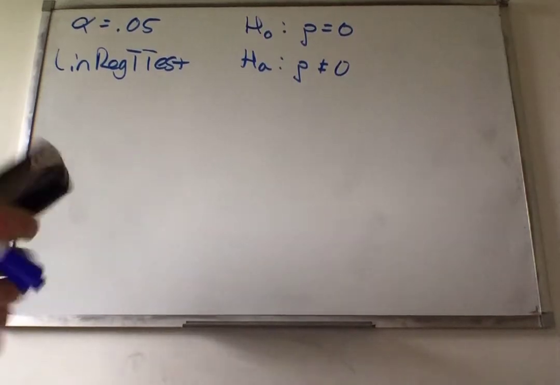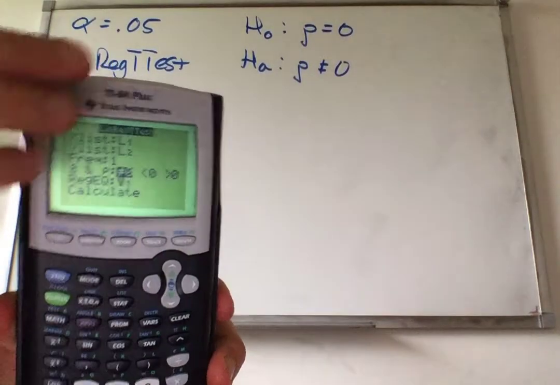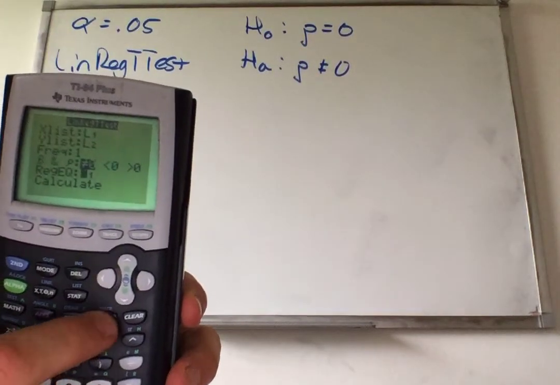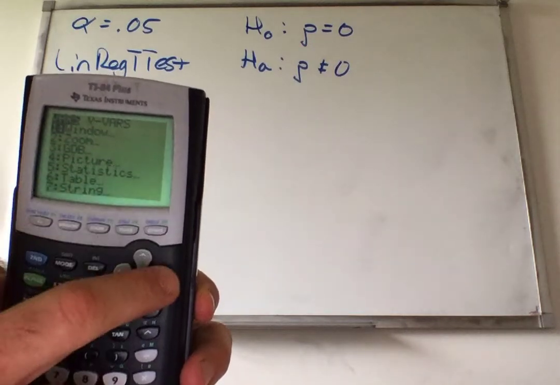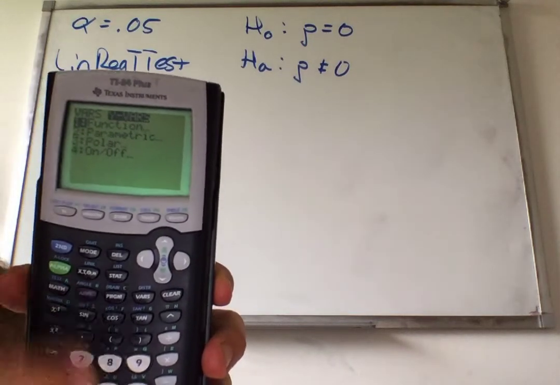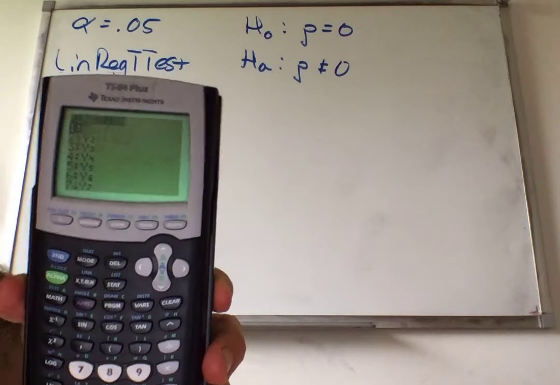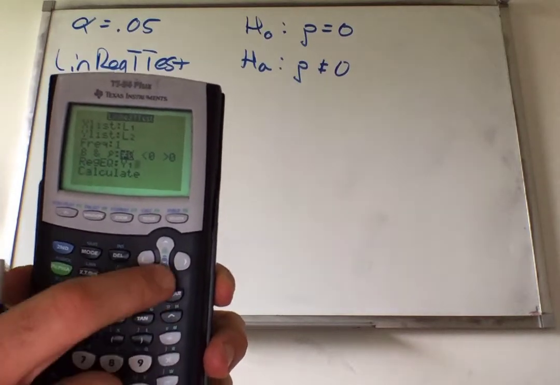So now, store my regression equation. Let me go through how to get Y1 into there. You hit your VARS button. You go over to Y-VARS, you click right, you go to the first option, Function, Y1, and then you go down to Calculate.